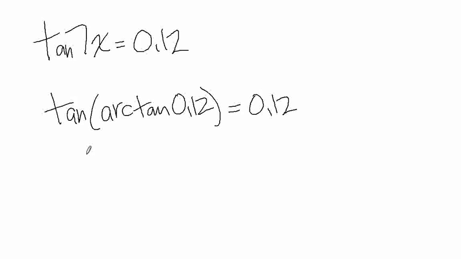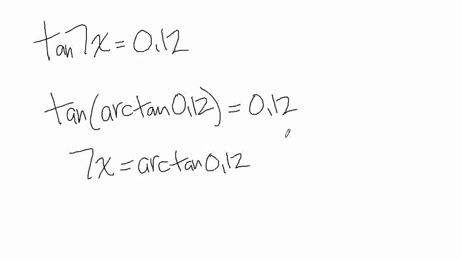So let's write that down. 7x equals the arctangent of 0.12. Now, we know that if we add or subtract some multiple of pi to an angle, it won't change the tangent value. So we can get a more general solution by adding n pi, where n is some integer.